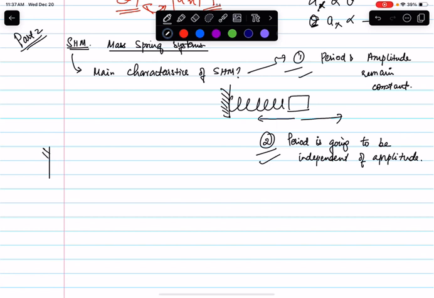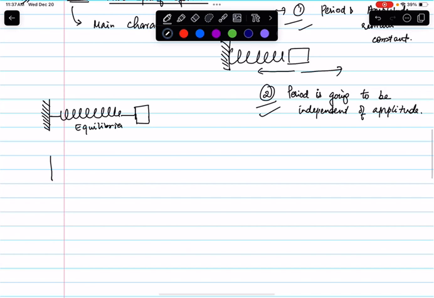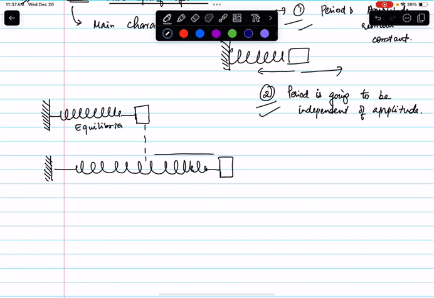Let's say this is your mass spring system. This is attached to the wall. You've got a spring over here, and then this is your mass. We'll say that this is your equilibrium position. Now let's say you have a force acting on the mass, and the spring starts to stretch, and this is going to be this position. So if this is your equilibrium position, then this is your displacement. This is your max displacement, or the maximum amplitude.